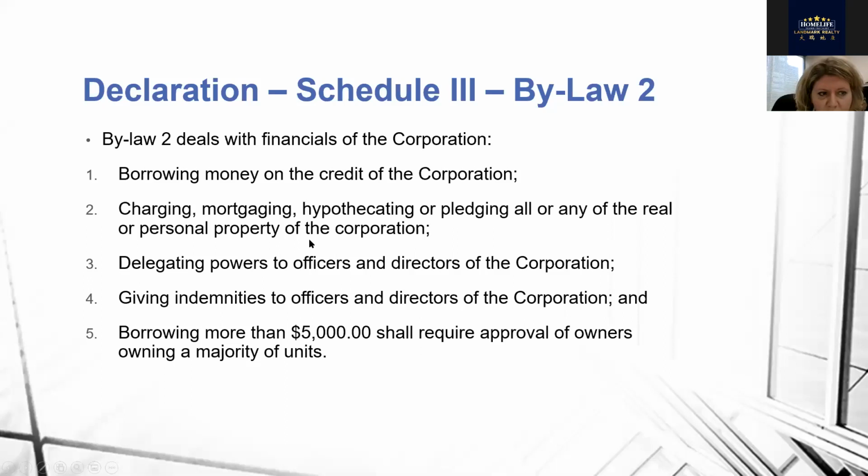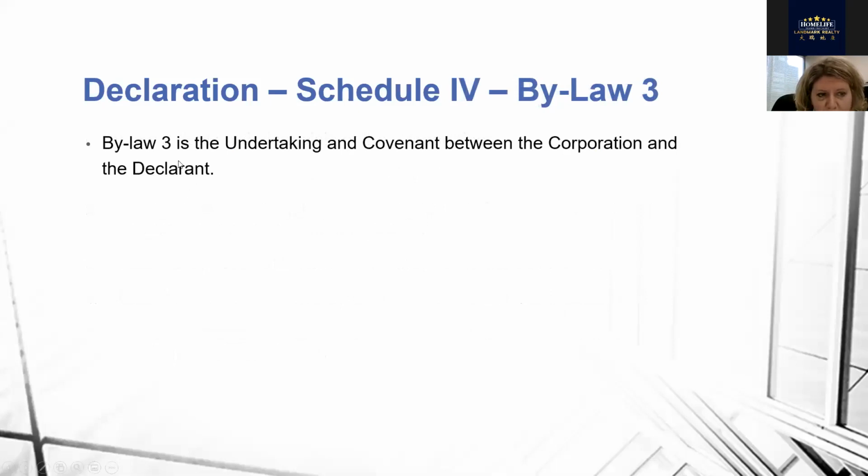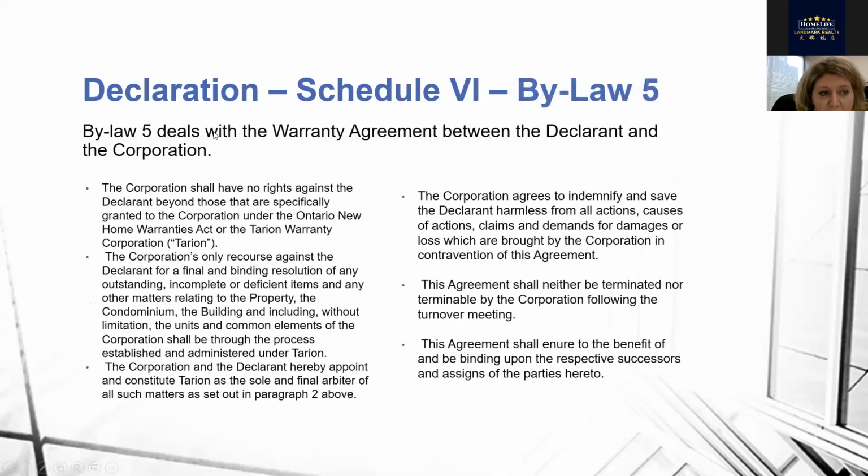So schedule 2, which has bylaw number 2. Schedule 4, you have bylaw number 3, which will be between the corporation and the declarant, dealing with the relation between the corporation and the declarant. And then you have bylaw number 4 with the operating agreement. And then you will have bylaw number 5, which will be a warranty agreement between the declarant and the corporation.